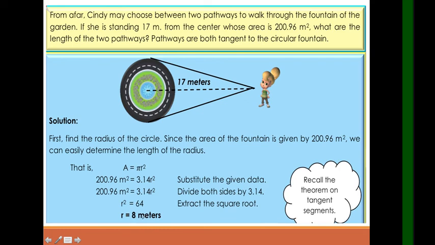R is equal to 8 meters. And ito, so ito yung kanyang tangent. No? Ayan. So, 8 meters daw yan. So, hanapin natin ito. And that's the hypotenuse of the triangle. Ito yung triangle na una nating hanapin.